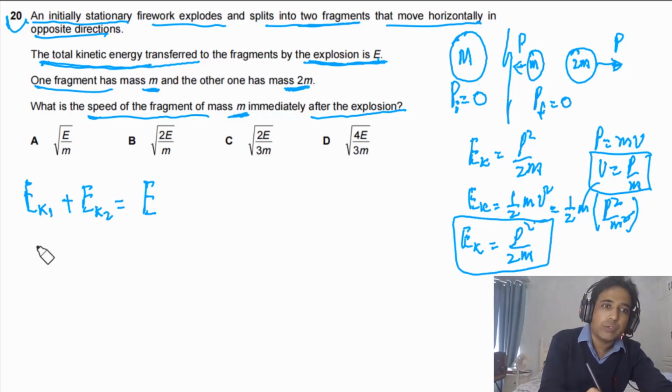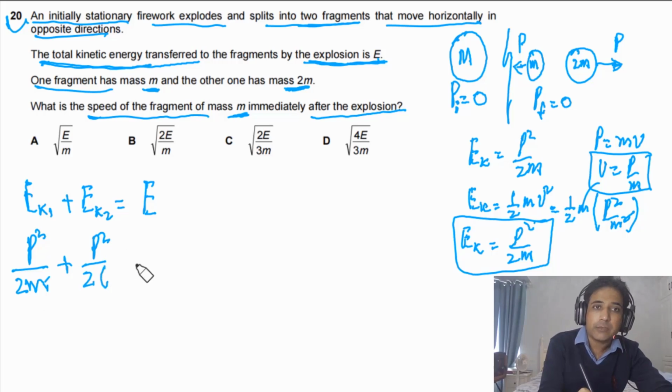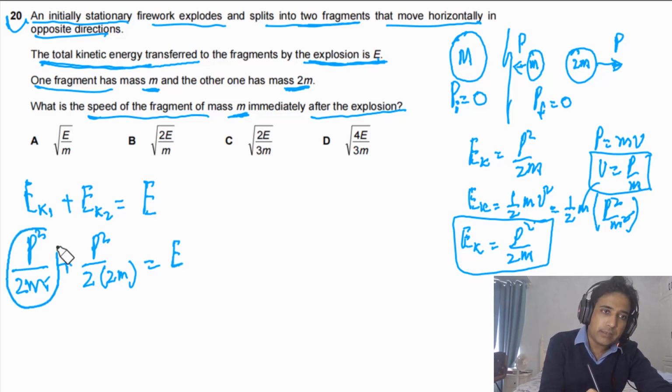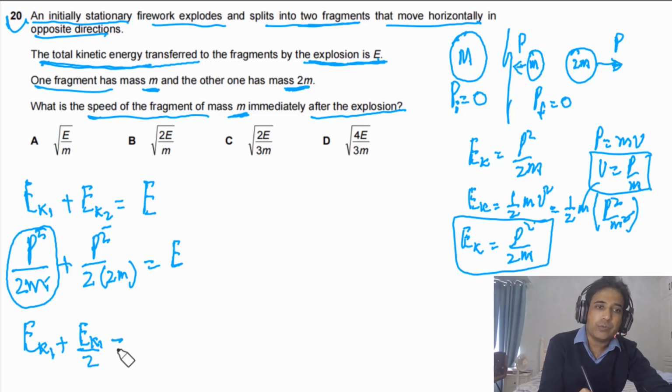Now we will be using this formula. We have p squared divided by 2 times the mass of fragment 1, that is m, and the second one, p squared divided by 2 times the mass of the second one, that is 2m. And this has to be equal to E. Let's say this first energy is equal to ek1. So how about the second one? Here we have p squared divided by 4m. It means this one is ek1 by 2. So this is equal to E.